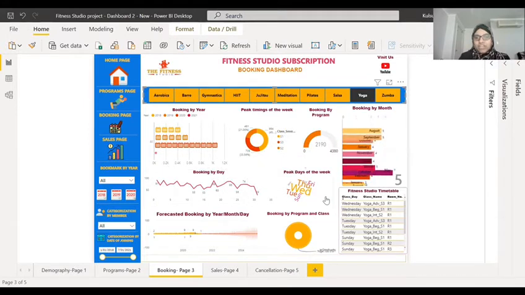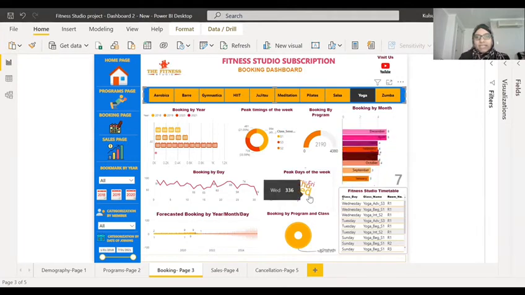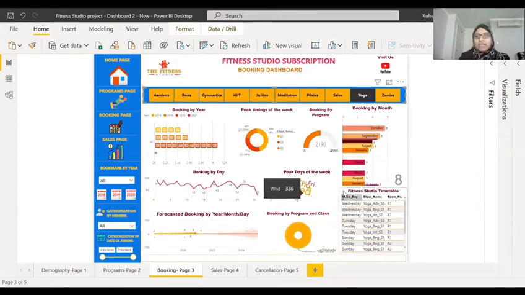Peak days of the week chart. This is the chart which consists of a word cloud, which shows you the busiest day of the week, which is Wednesday, which is having 336 bookings for the selected program yoga. The other chart which I have created is a table chart, which is showing you the timetable for the selected program yoga.